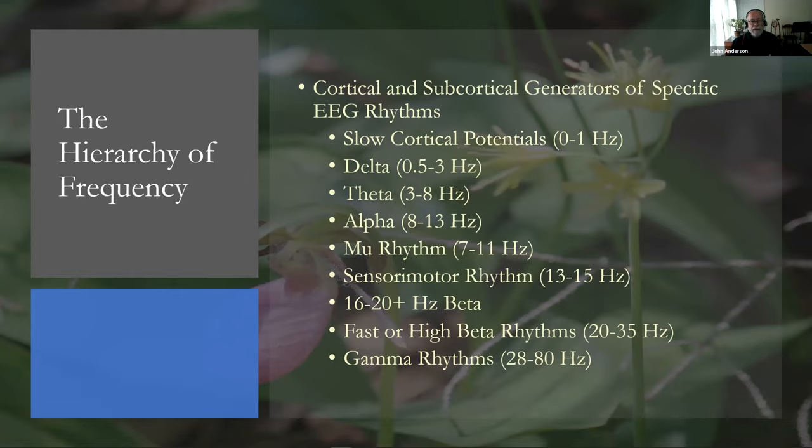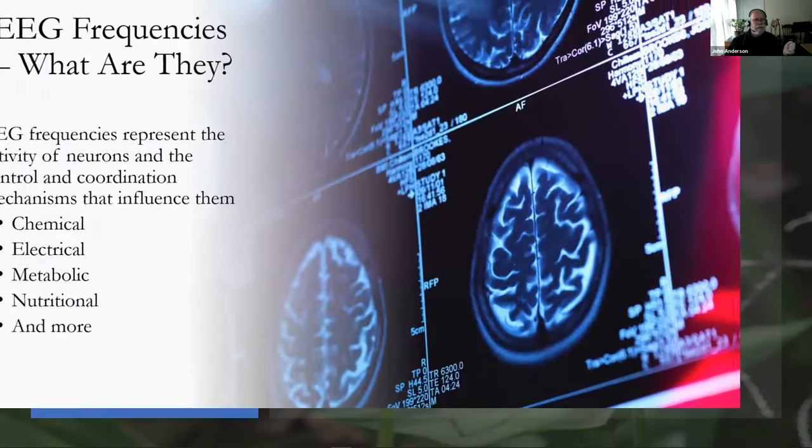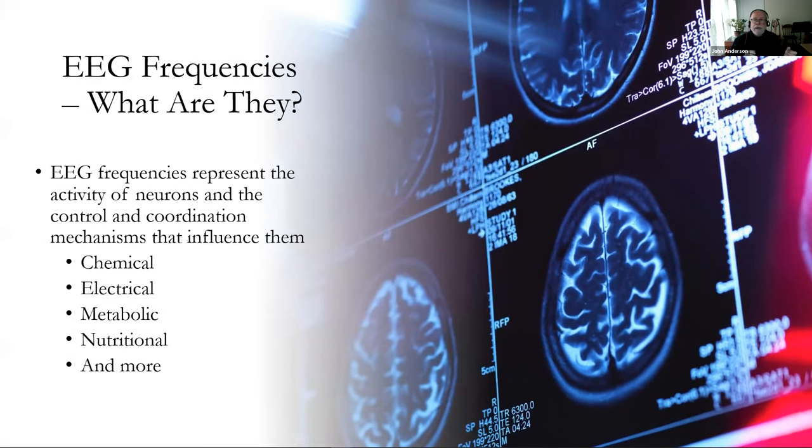Mu rhythm is a specialized form of activity that's associated with the sensory motor cortex, as is the sensory motor rhythm. And then we have beta activity, which is that emergent property that results from the coordination or the synchronization of large groups of neurons. And I'll show you a picture of that in just a minute. The faster frequency rhythms, high beta and gamma rhythms, are also those emergent properties that are the result of slower frequency synchronization.